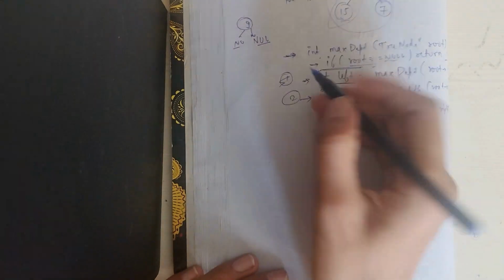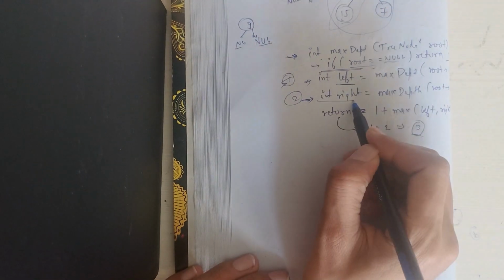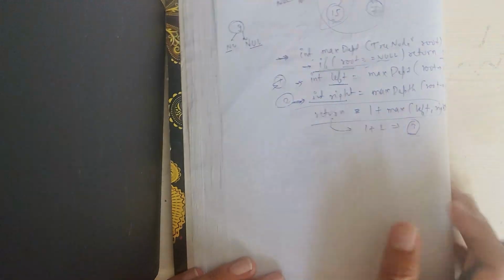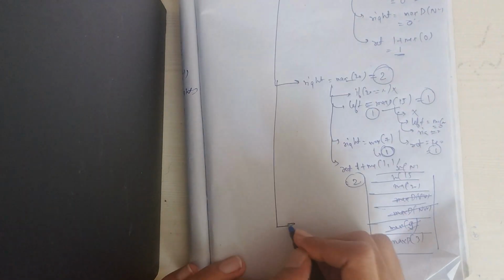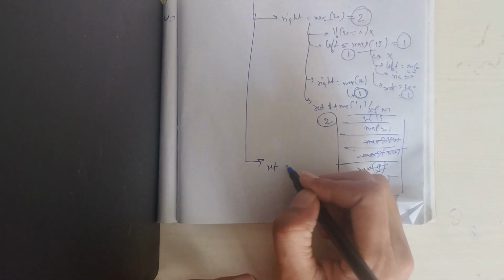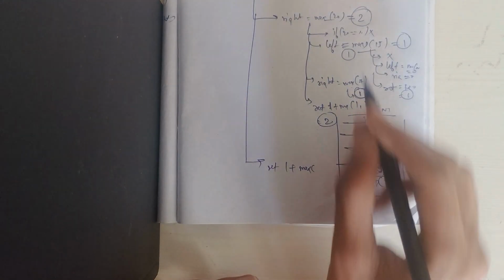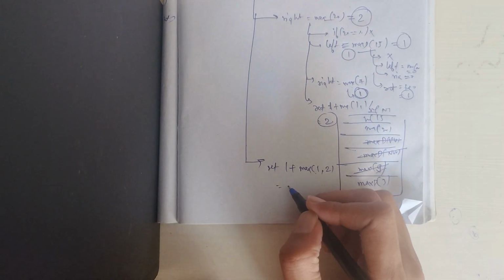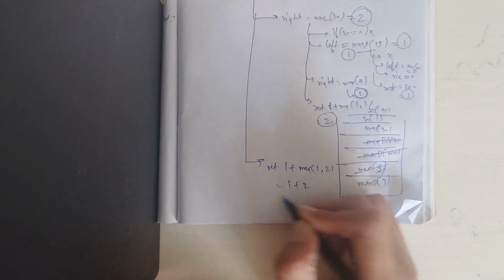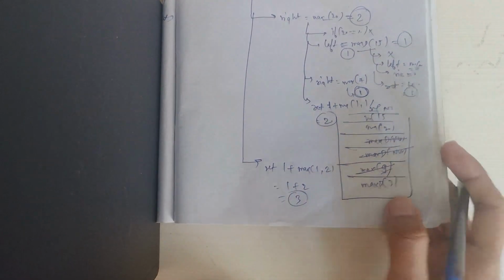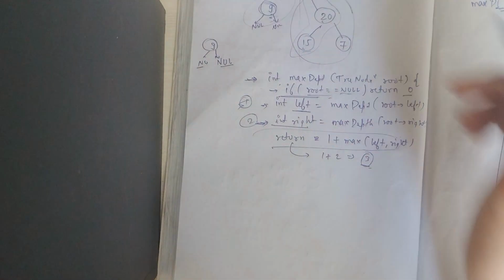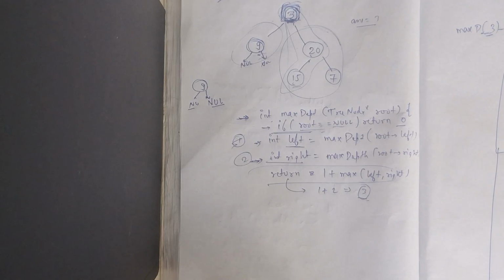We have reached here. We have checked right for 3. Now at last we return the final maximum depth. So return 1 plus the maximum of left, which is 1, and right, which is 2. We return 1 plus 2, that is 3, which is the answer. So we have dry run this, and all test cases pass also. Thank you.